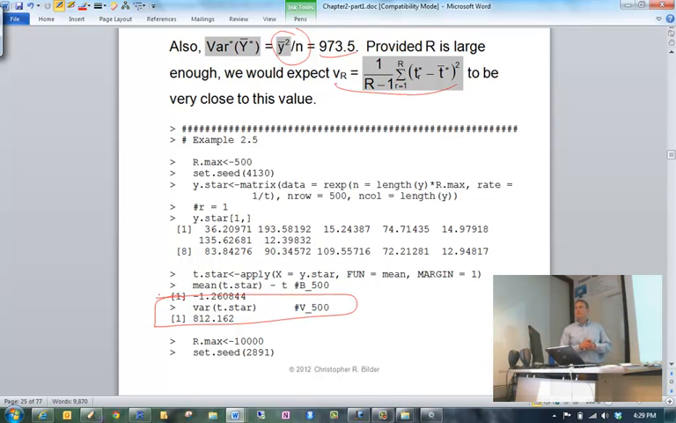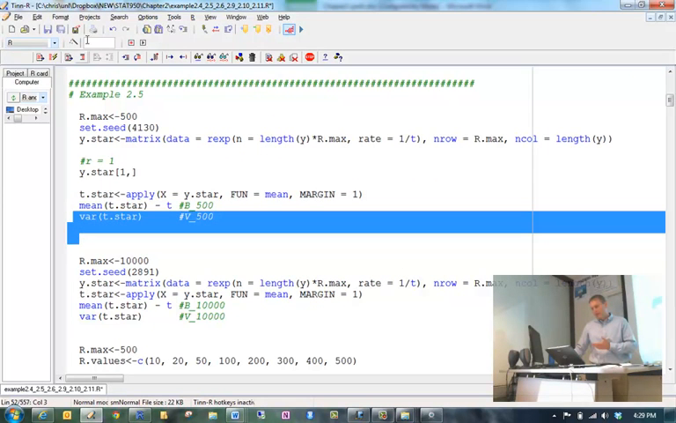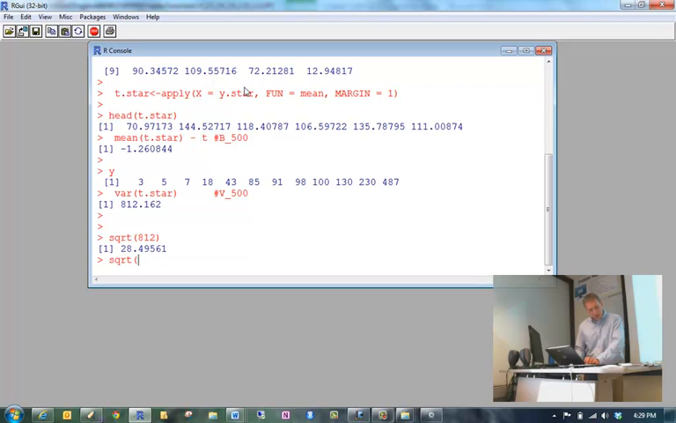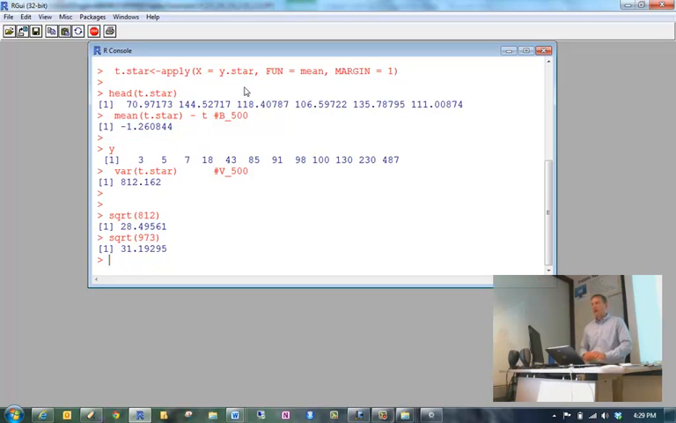812. And again, you might be thinking, because that's kind of far apart, but remember also the scale that we're working with here. We have squared values, squared units, you could say, for our variance. So, you know, if I take the square root of 812, and if I take the square root of, what is it, 973, you can see that they're a lot closer than what we had thought maybe perhaps before.